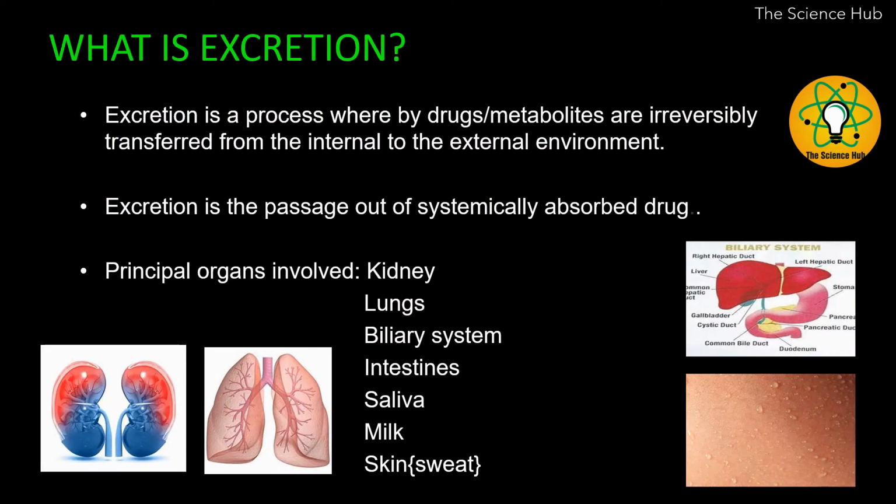First of all, what is excretion? Here we will see excretion in terms of drug excretion. Excretion is a process whereby drugs or metabolites are irreversibly transferred from the internal to the external environment. It is the passage out of systemically absorbed drug. The principal organs involved in excretion are the kidney, lungs, biliary system, intestines, saliva, milk and skin.